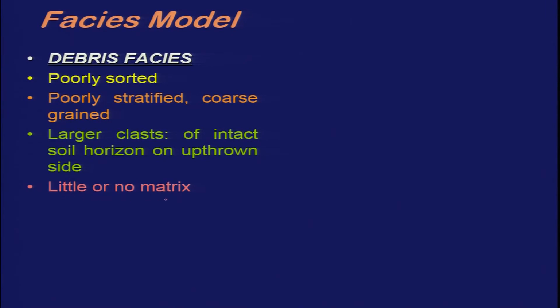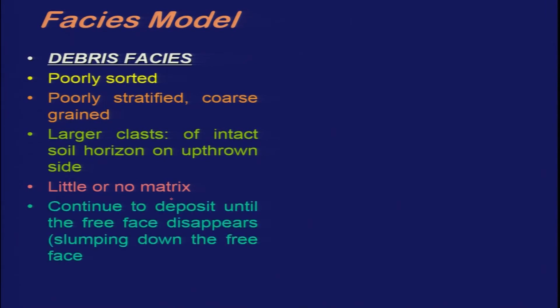It will have little matrix, and it continues to deposit until the free face disappears. This is the point which we should refer to as slope stabilization. So this process of deposition of debris with the coarser material will continue until the slope is stabilized.